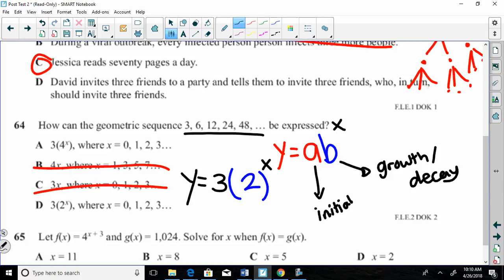And so, what's your answer? Remember, you can always plug them in. So if you plug in 0 for the first one, you should get 3 as your answer. If you plug in 1 for the next one, you should get 6.